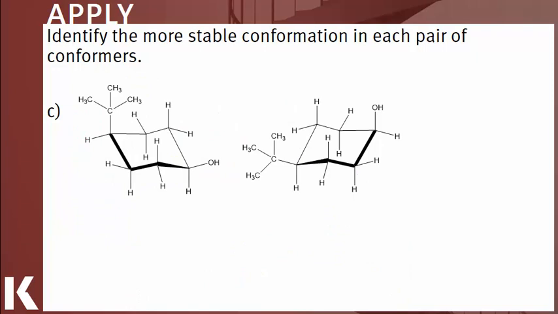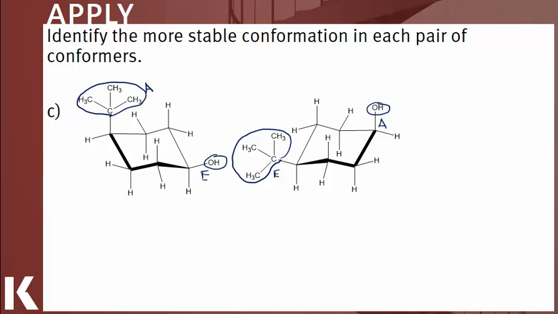Lastly, C looks a lot like B, but with a hydroxyl group replacing one of the hydrogens. Now, the tert-butyl is axial on the left, which we know isn't the most stable, but the OH is equatorial, which is more stable. And if the tert-butyl is axial on the left, it must be equatorial on the right, meaning the OH will be axial on the right. So which has more of an impact on stability, the tert-butyl or the hydroxyl group?